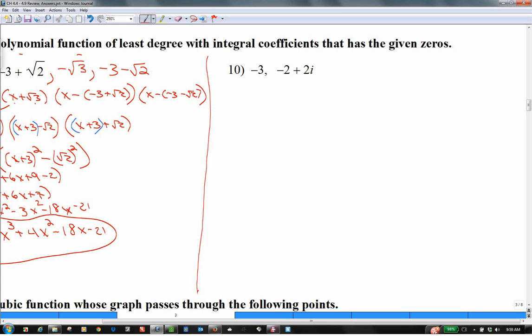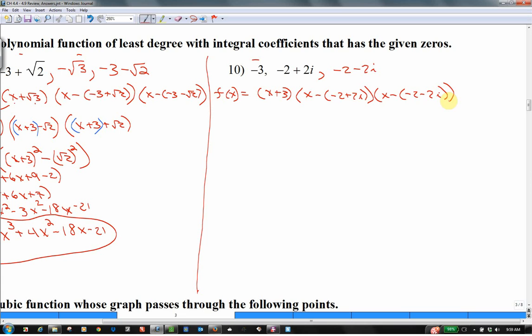And I have an imaginary number, so I know that there must be the complex conjugate of negative 2 minus 2i. So I have to add that to my list. And now I'm going to write everything in factored form. So the minus 3 zero would be x plus 3 in factored form. I would have x minus negative 2 plus 2i, x minus negative 2 minus 2i.